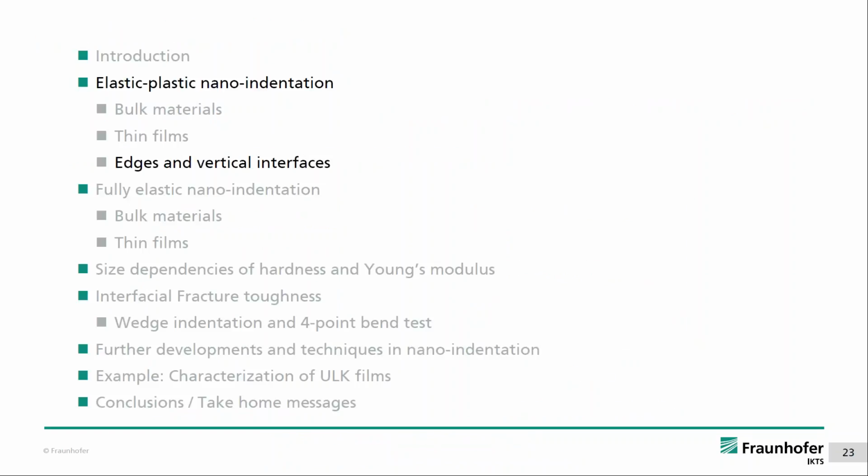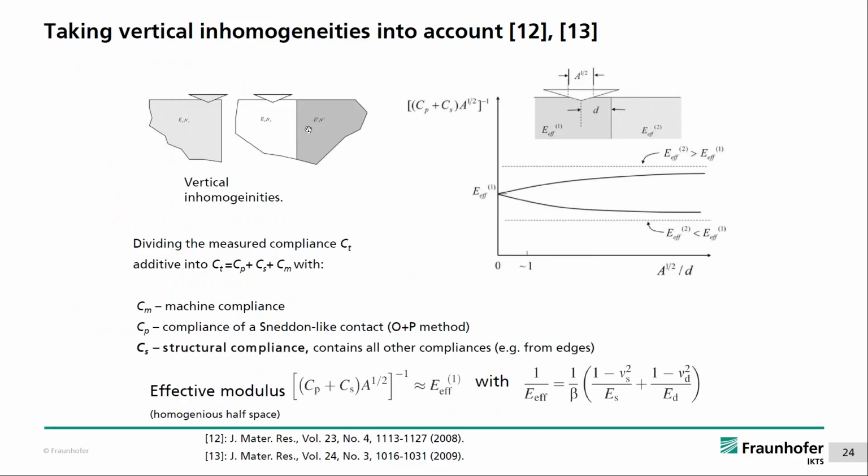I will skip this. I left it in the slides because you will get the slides. Because this is very special. If you have to indent at edges or vertical interfaces, there's a way of using the structural stiffness to correct the measurements close to these edges. But this is a very special case. If you need it, you have all the information here. But for today, due to time reasons, I will skip this and continue.